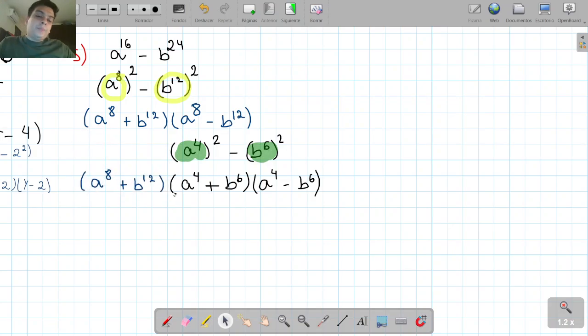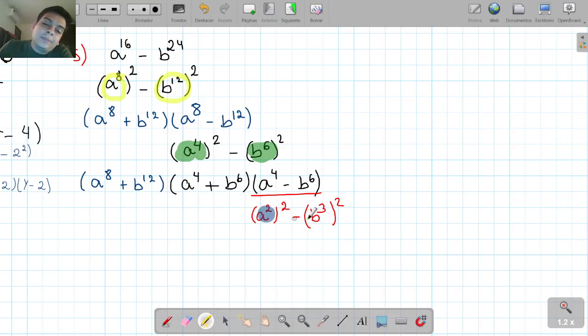Whoa, so as you can see, these two factors came from this, and these two factors came from this. And believe it or not, we can continue doing the same. I want you to focus on this part. Here, a to the power of 4, I can write as a to the power of 2 to the power of 2. And the b, we can write as b to the power of 3 to the power of 2. Therefore, this is, again, like the formula, a squared minus b squared.